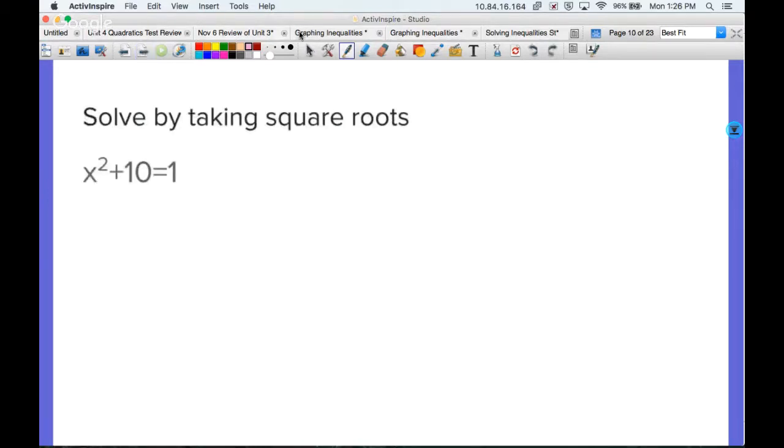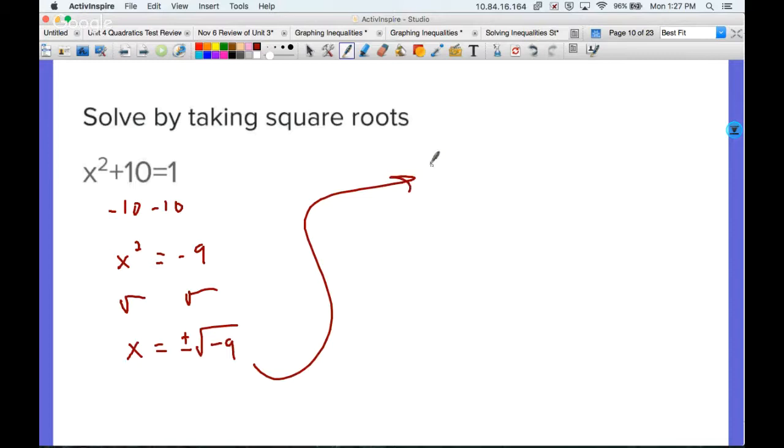All right, so let's solve by taking square roots. For this one here, first thing I'm going to do, I'm going to subtract 10 from both sides. I don't have a b term, so I'll be able to solve this by just taking square roots. Square root of x squared is x. The square root of -9 is plus or minus the square root of -9.